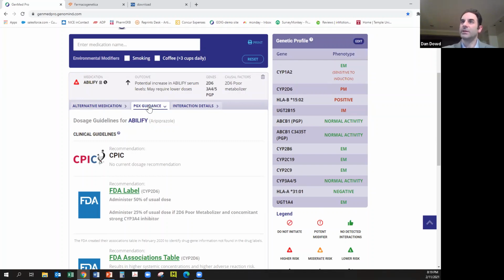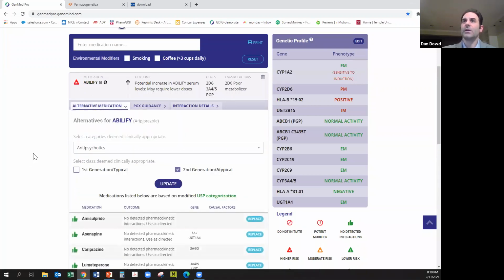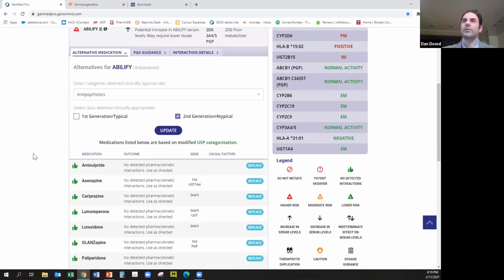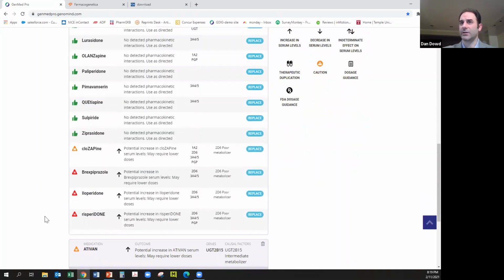Okay, so that tells me what to do with Abilify in this situation. What if I said, well, I'm just not comfortable with this risk? What are some alternative meds to consider that might have a lower risk? I click the alternative medications button, and this lists other second generation antipsychotics, and it lists them in order of low risk to high risk.